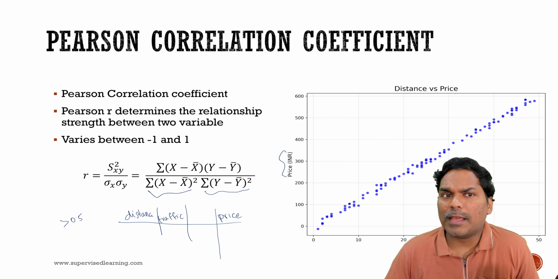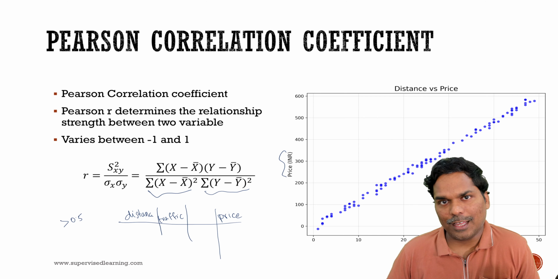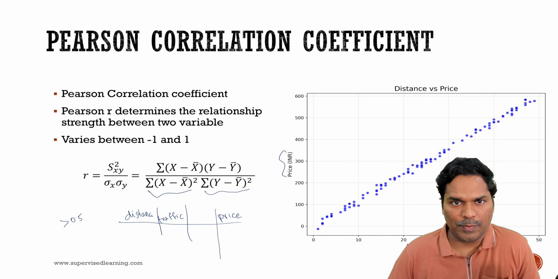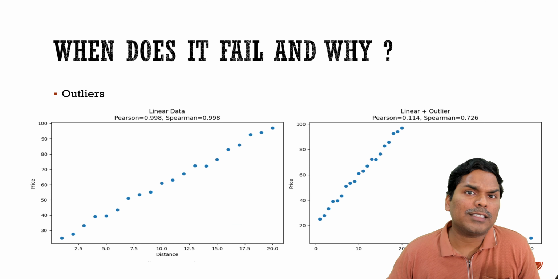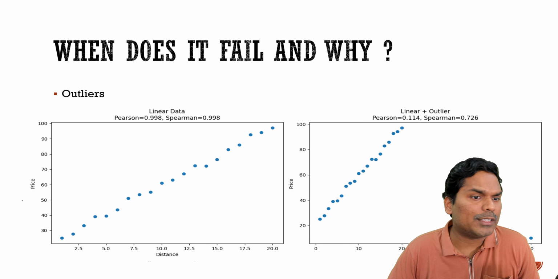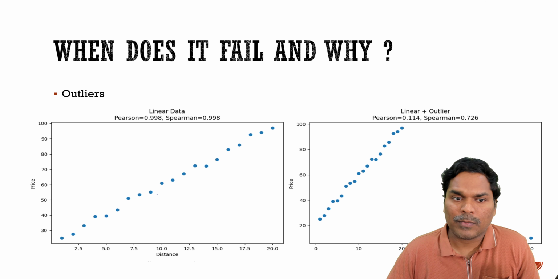Now, there are many problems with Pearson's correlation coefficient, which are the edge cases that people don't study a lot. That's why I thought I would cover them in this particular video. So when does it fail? The first reason is outliers. I have taken a small linear dataset with distance and price, and I've calculated Pearson's correlation coefficient. I've also made a scatter plot so that you understand it.